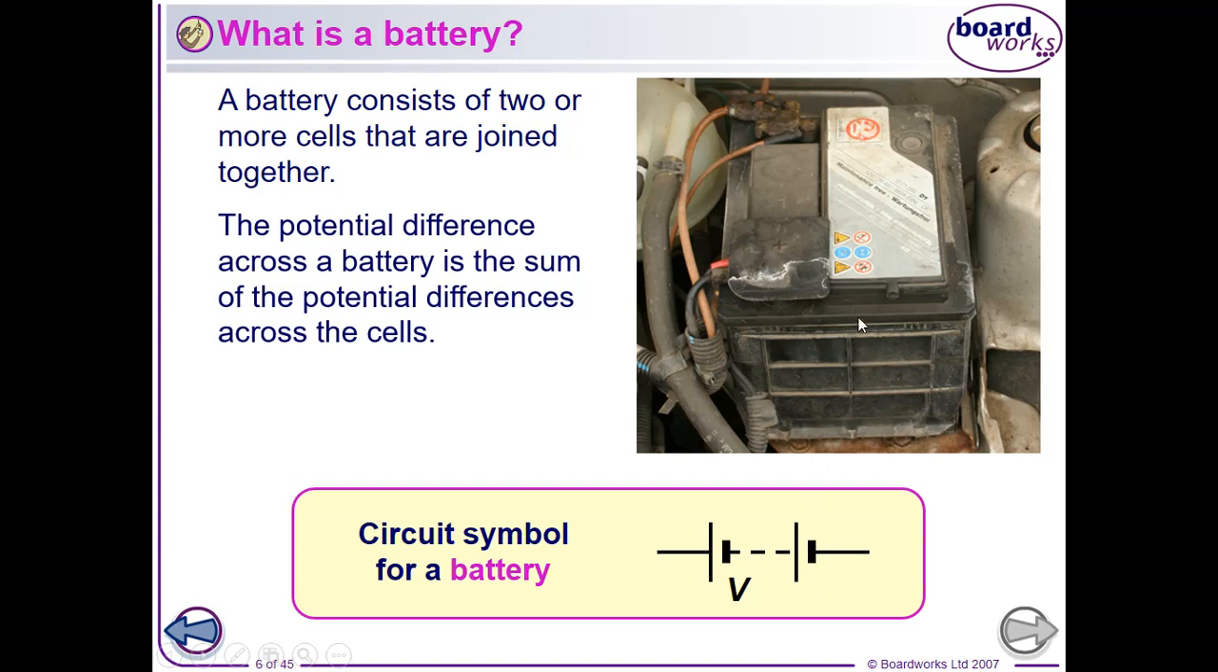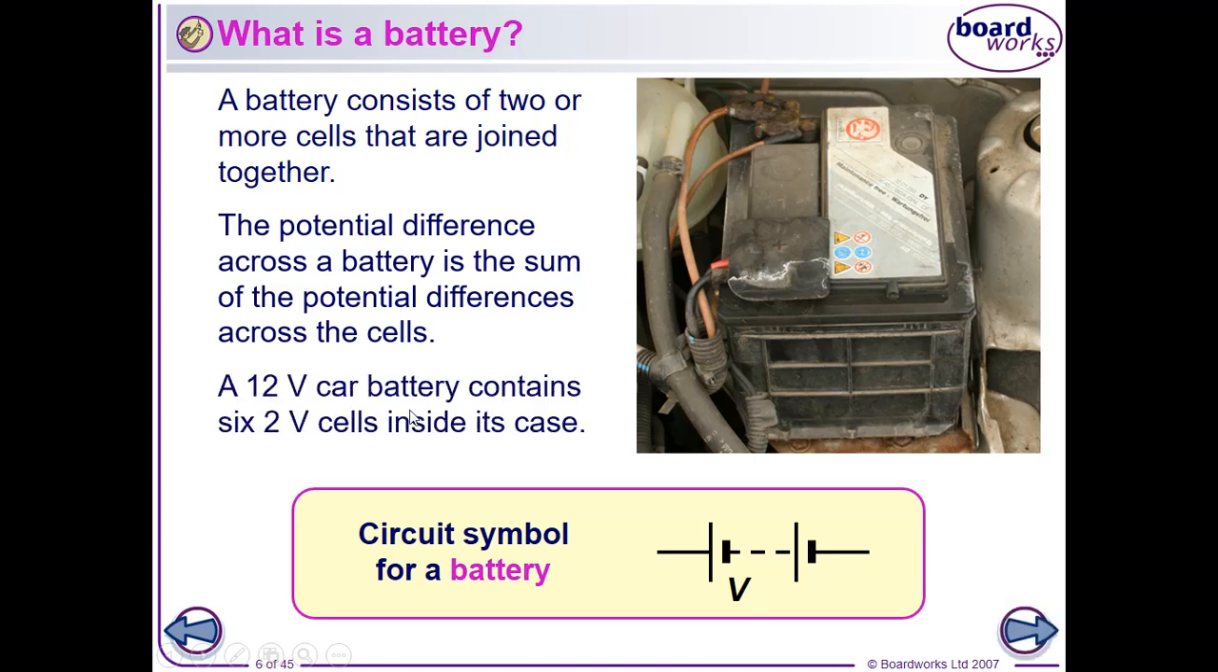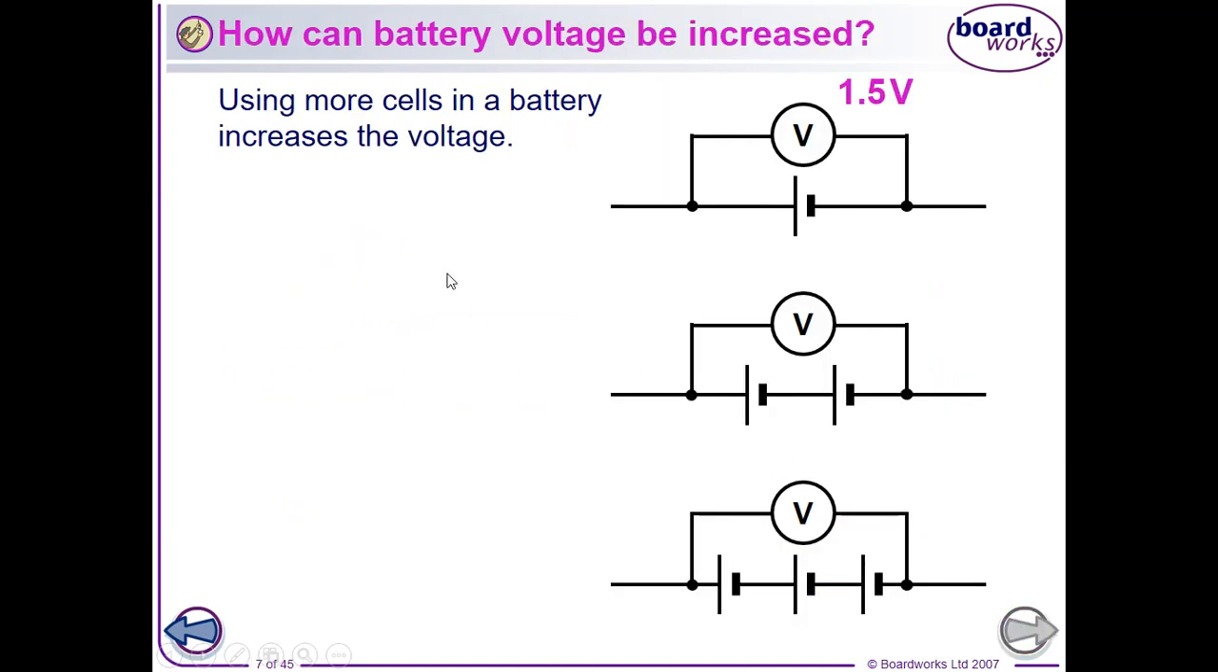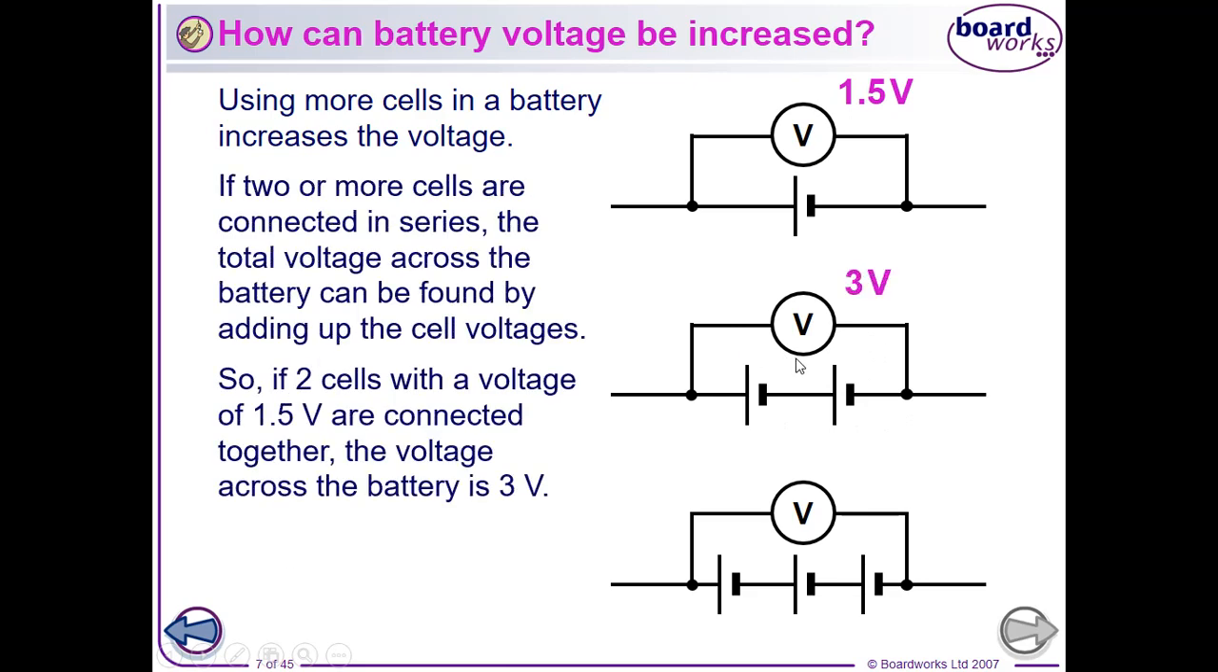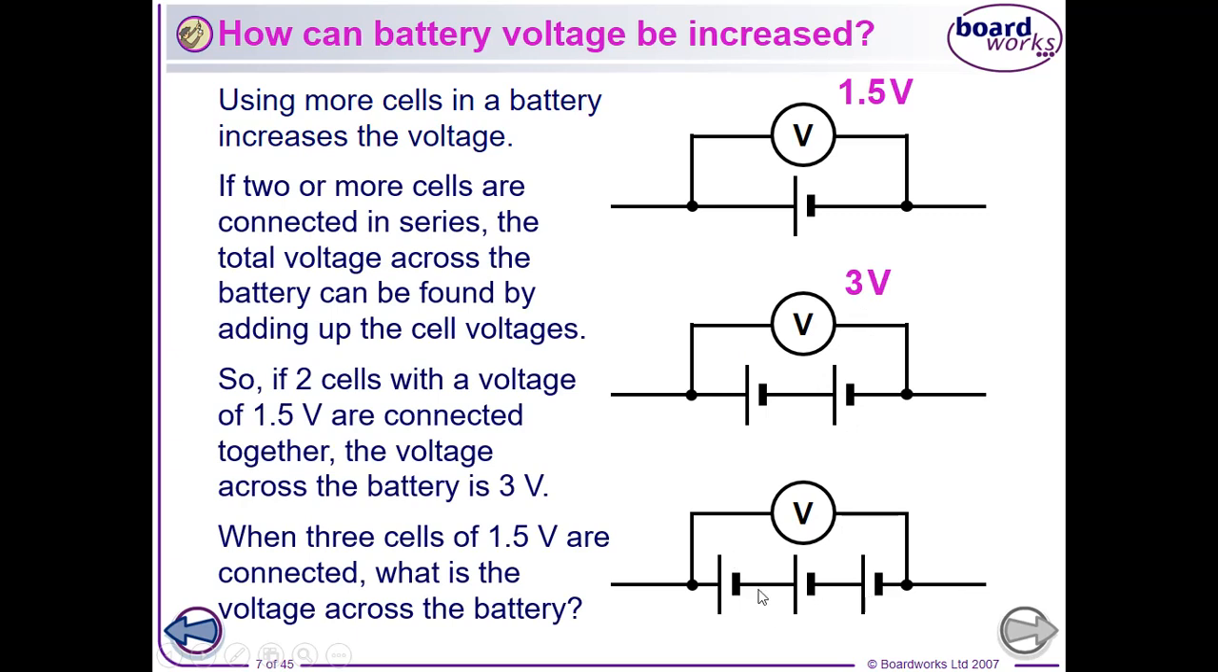It's a number of different cells connected one after the other. If you connect them up in series like this, the potential difference adds up. So this series of cells in the car battery are connected in series and they add up to give 12 volts. A 12 volt car battery has 6 2-volt cells inside its case. So using more cells in the battery increases the voltage. Here we've got 1.5 volts. Here we've got 2 cells, one after the other in series, so we will have 3 volts. And here we have 3 cells connected in series, so we have 4.5 volts.